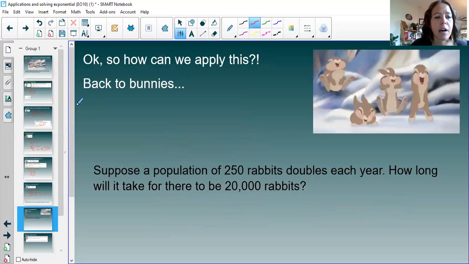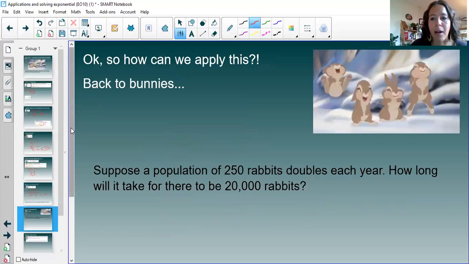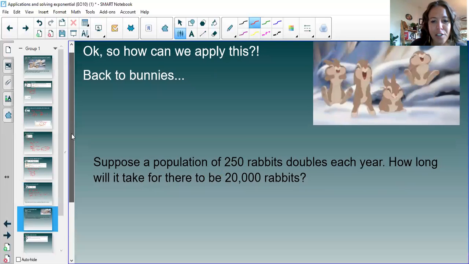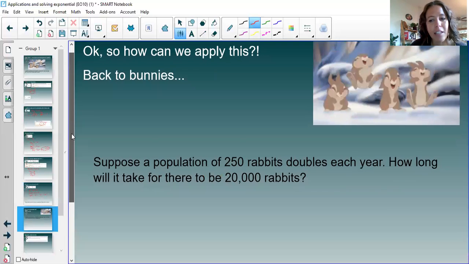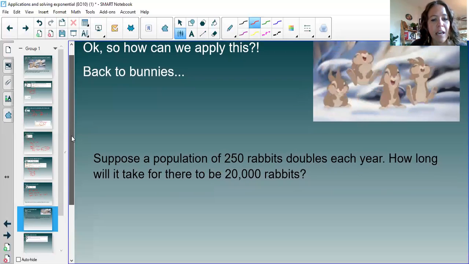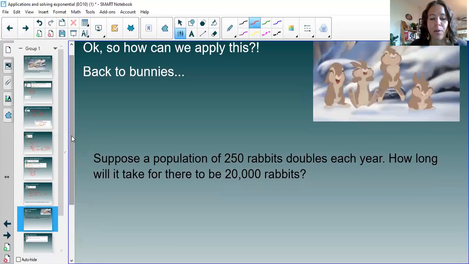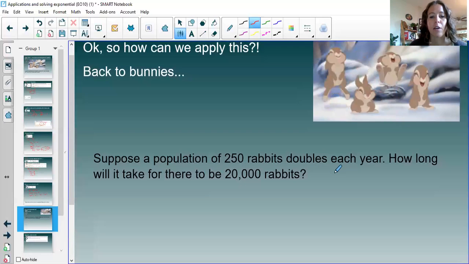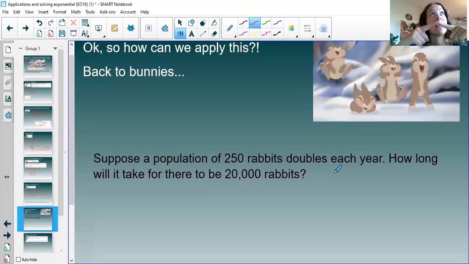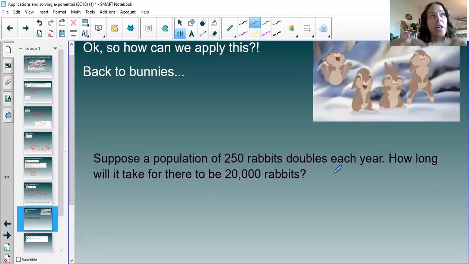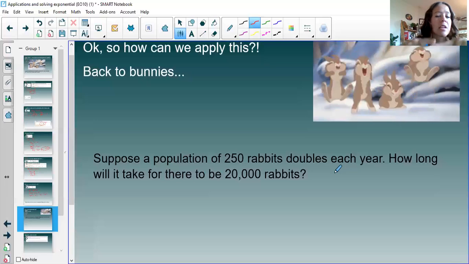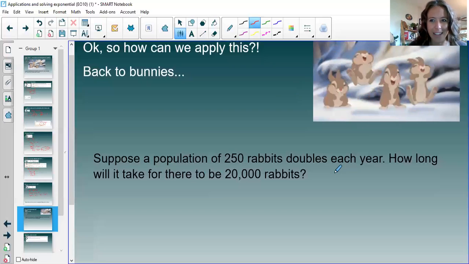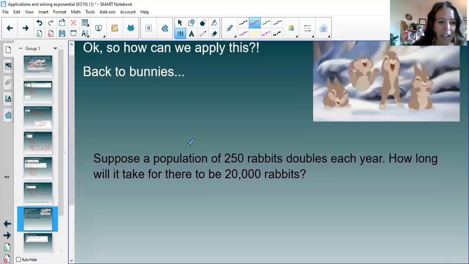All right, so how can we apply this? Let's go back to our little multiplying bunnies. We have a population of 250 that doubles each year. How long would it take for the bunnies to reach 20,000 bunnies? You could sit there and say, if we have 250, then the next year it's going to double, so that's 500, then 1,000, then 2,000, and then 4,000. But that seems like a mess. That doesn't seem super fun.